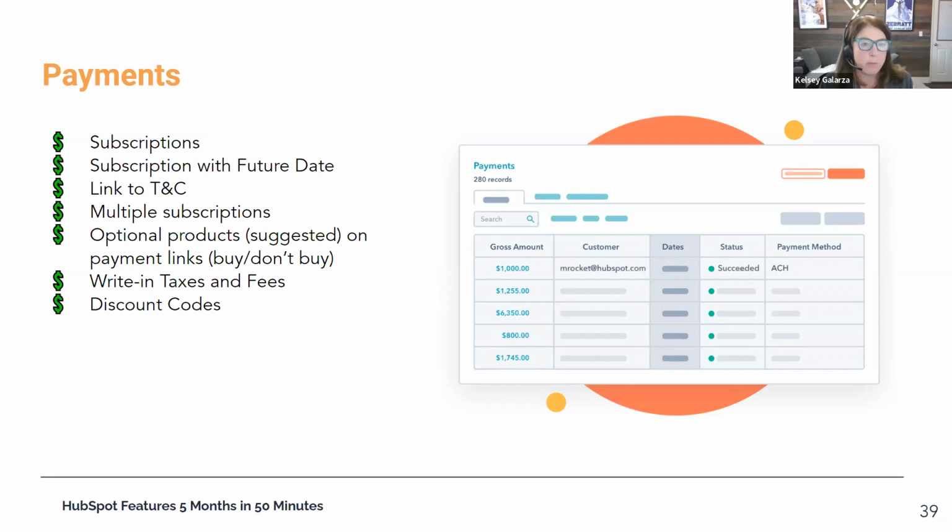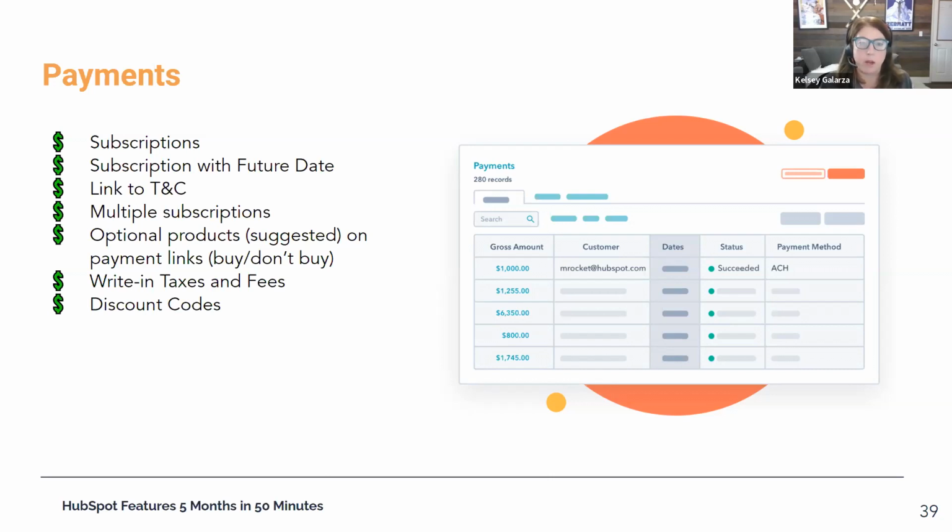There is also the ability for payment links to have optional products. So if you've ever checked out in any kind of e-commerce platform, there's a place where it's like, do you also want an XYZ? This is a good place where you can lob up some items that people might want to buy while they're at it.